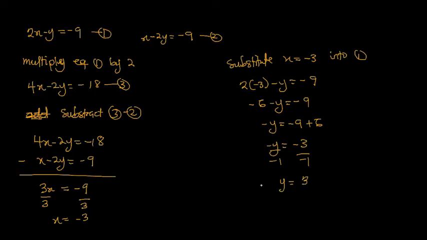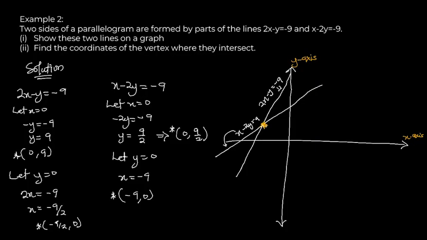So it means that my coordinates for the point of intersection of those two lines given by these two equations becomes: my x value is minus 3 and my y value is 3. So if I go back over here, it means the point over here is (-3, 3). The x value here is minus 3 and the y value here is positive 3.